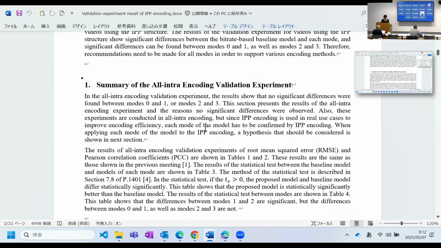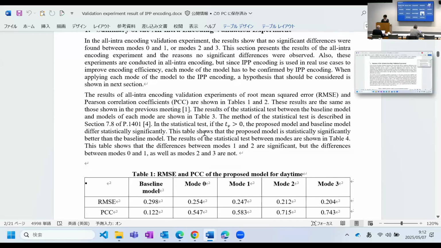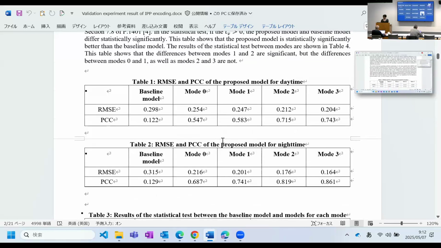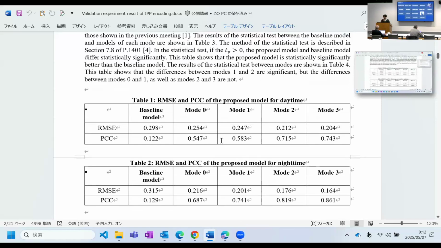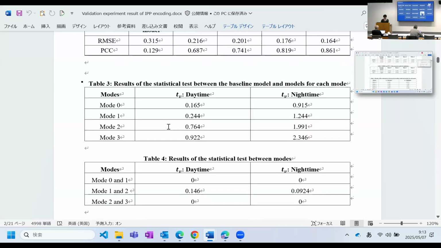In the summary of the all-intra encoding, tables 1 and 2 show the RMSE and the PCC for daytime and nighttime conditions, respectively. Statistical tests confirmed that the proposed model significantly outperformed the baseline, as shown in table 3. Also, the results of the statistical test between modes are shown in table 4.